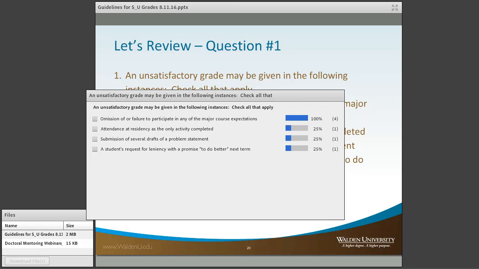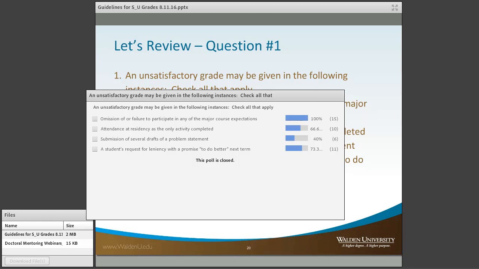So an unsatisfactory grade may be given in the following instances. Check all that apply. The omission or failure to participate in course expectations, attendance at residency as the only activity completed, submission of several drafts of the problem statement, a student's request for leniency with a promise to do better next term. Just click right on the screen. Check all that you think may be a reason to give an unsatisfactory grade. So I'm going to go ahead and end that poll.